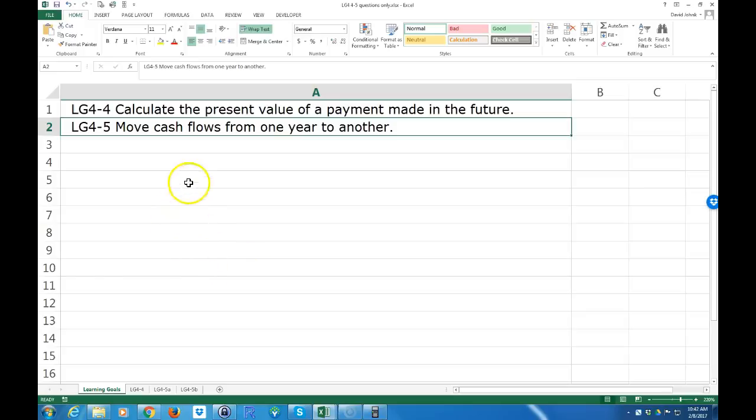Okay, today I'm going to go over 2 learning goals for Chapter 4: how to calculate the present value of a payment made sometime in the future, and how to move cash flows from one year to another. So go ahead and get started. I have a couple example problems set up here.